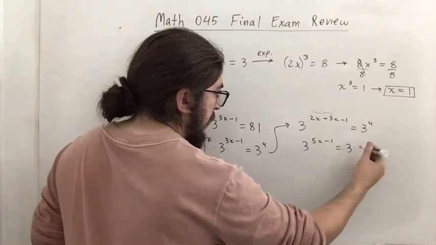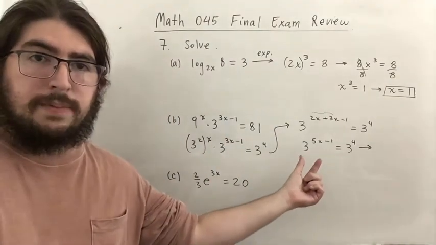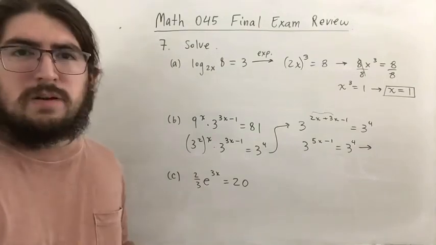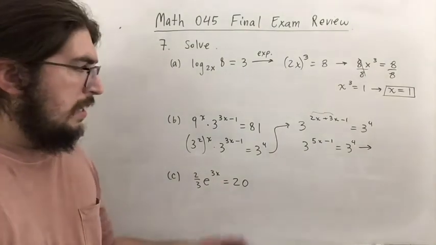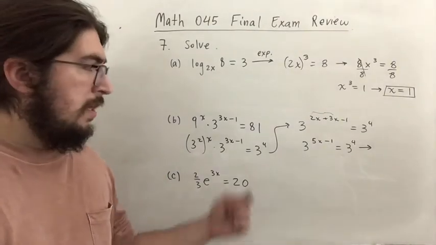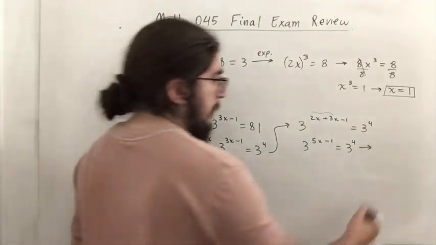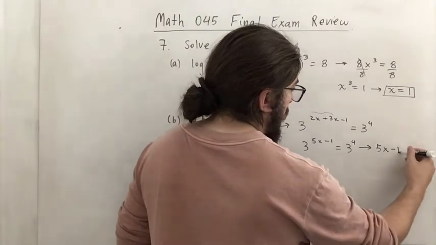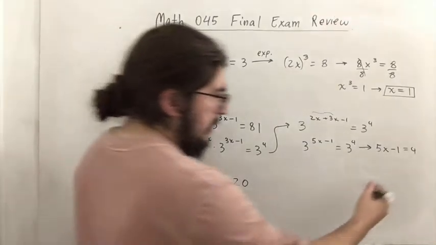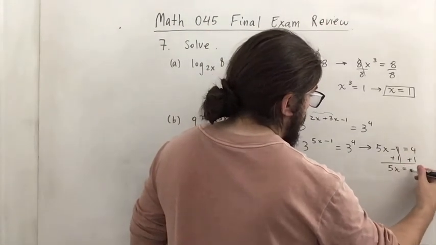So the uniqueness property, or one-to-one property, basically says that when the bases are the same, the powers are the same. The only exception really is when the base is like 1 or 0 or something funny like that. Like 1 to the 3 is equal to 1 to the second, for example, but 3 is not equal to 2. But if your base is positive and not equal to 1, then this property holds. So we get 5x minus 1 is equal to 4, and you can check that x equals 1 satisfies that. Add 1 to the other side, you get 5x equals 5, and then dividing by 5, we get x is equal to 1.